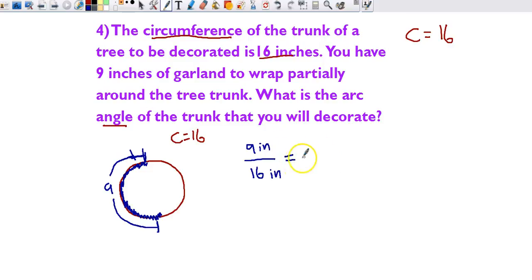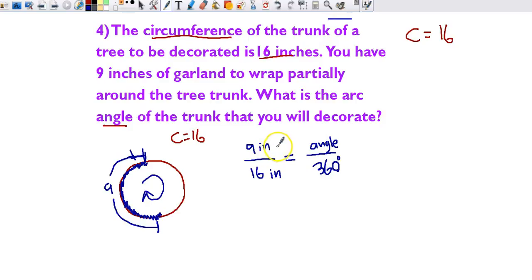Equals some amount of degrees. So this represents an angle as well. And I don't know the angle, but I do know that all the way around in degrees is 360. So we have ourselves a proportion.